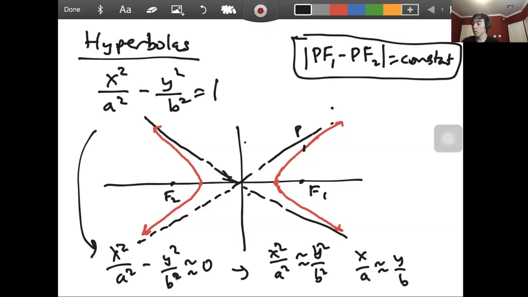That tells us that these two lines are y equals b over a times x and y equals negative b over a times x. So that's how you get the two lines. The slopes are b over a.